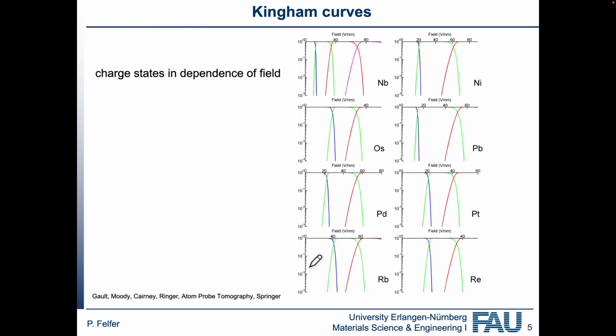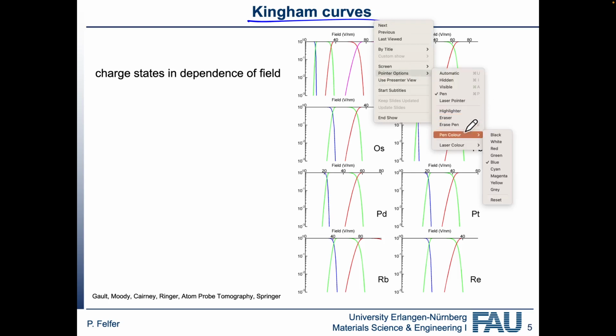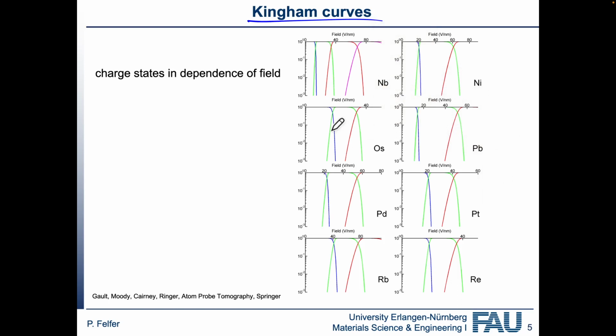And we can actually calculate that. And this is the so-called Kingham curves. The Kingham curves is something you will find in many books. Essentially they're just calculated curves of charge state prevalence versus field. So here we've got it for niobium, and I'm just looking for something that's maybe a little bit more important for us, like nickel. So you can see nickel, if we're at 40 volts per nanometer, then we will mostly get, so blue, I guess, would be plus, green would be 2 plus, and red would be 3 plus.